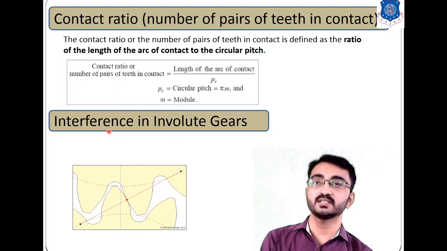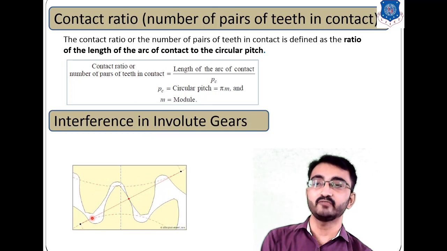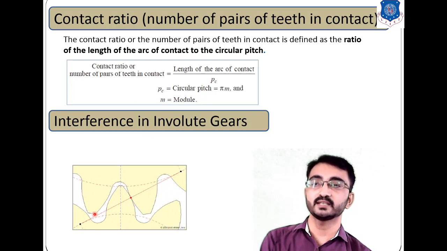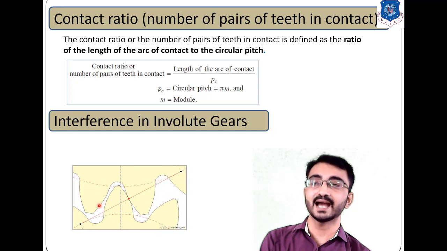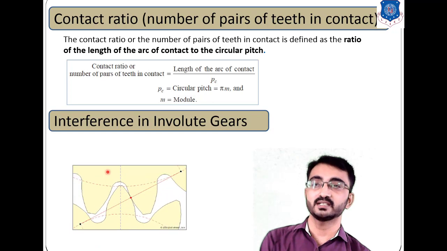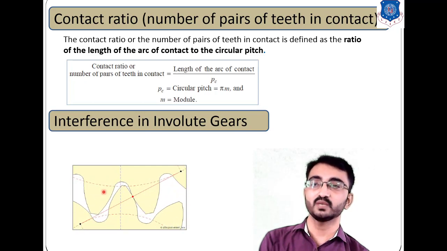Okay, so what happens in case of interference? When in any design, due to calculation, we find that the amount of addendum is high, then when two gears are meshing, if we consider this one as gear 1 and this one as gear 2, then due to this high amount of addendum or dedendum, we can identify that the tip of gear 1 is undercutting the root of gear 2.